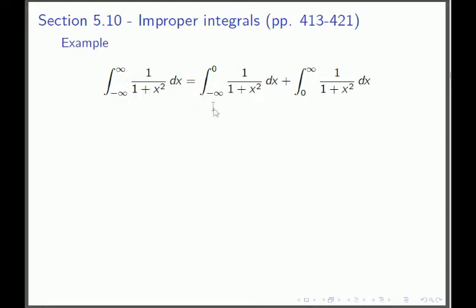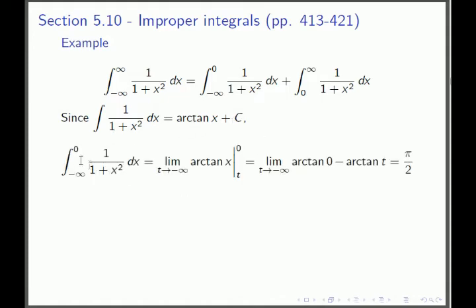Well, I'm going to divide this up into two. I could have split this up anywhere I like, but I chose to split it up at 0 simply because that seems like a natural choice. And now I can treat both of these integrals separately. I'm going to start by noting that the antiderivative of 1 over 1 plus x squared is arctangent.